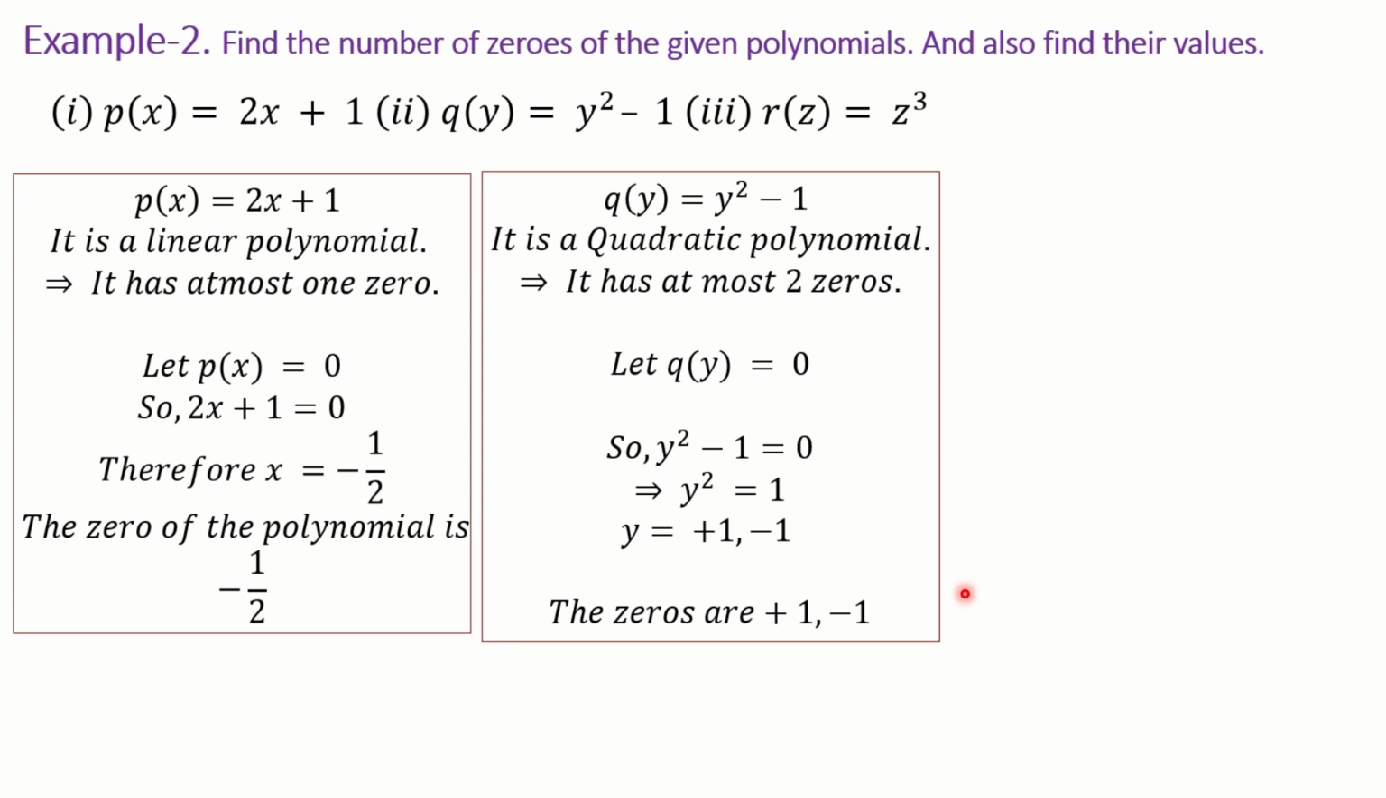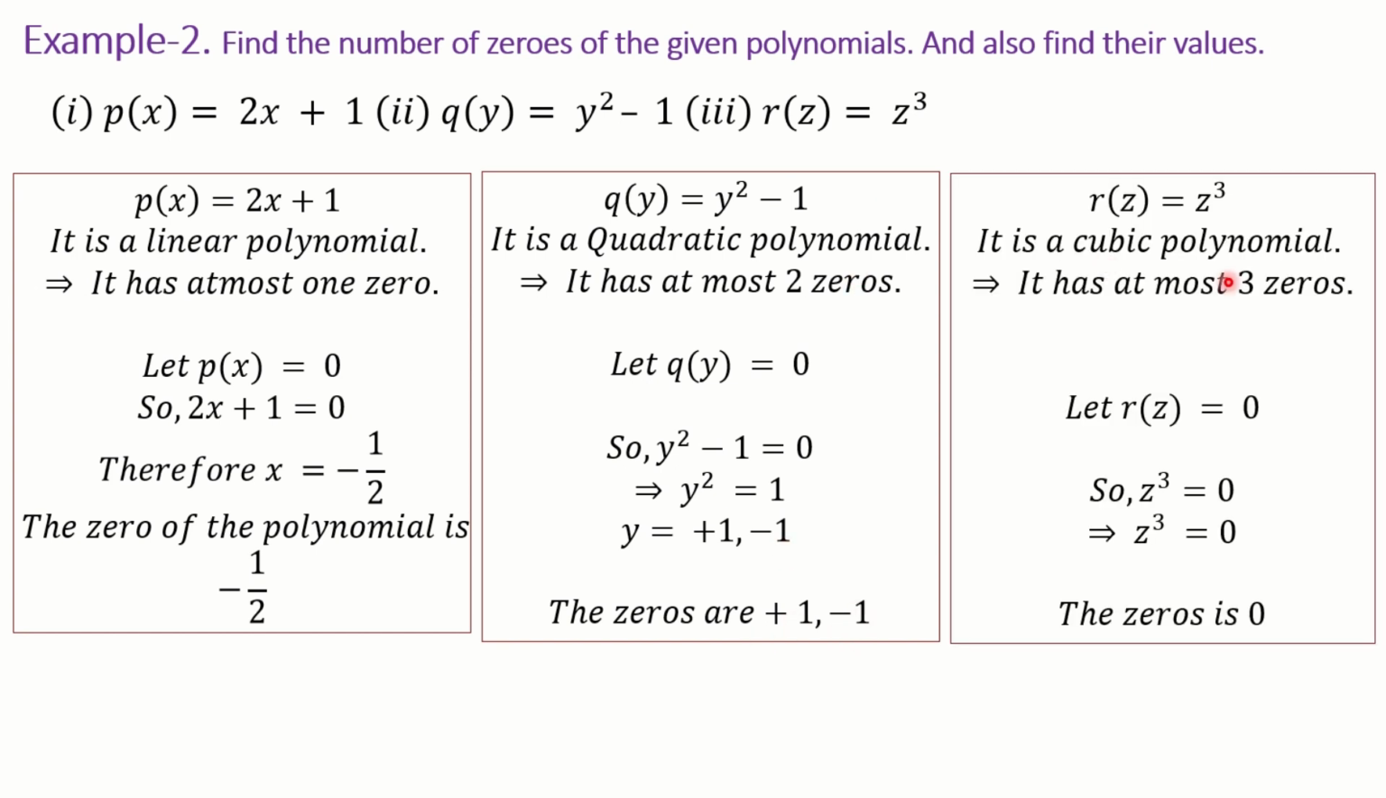So let's find out: y square minus 1 equal to 0, y square equal to 1. So y can be plus 1 or minus 1. These are the two zeros. Third one is z cube equal to 0. So obviously you have only one value, that is z equal to 0. There is one zero actually, sorry. The zero is 0, correct.